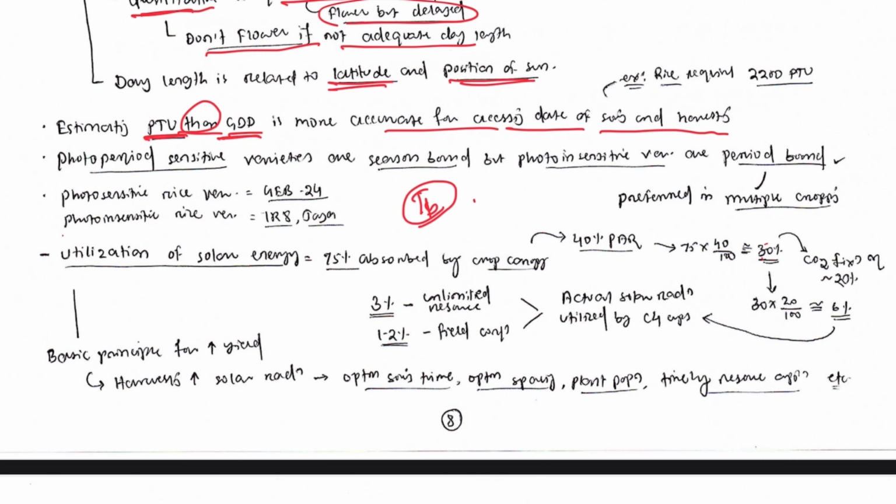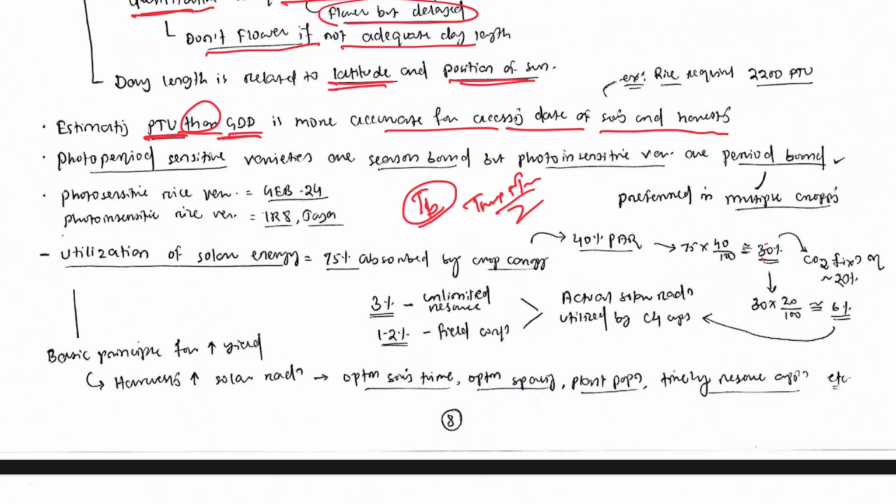Now another one is mean temperature, that is T max plus T min divided by 2. The base temperature will be constant. For tropical plants it is around 10 degrees Celsius, and for temperate crops it is around 5 degrees Celsius. So the base temperature is constant and the mean temperature varies from day to day. Suppose today the mean temperature is greater than the base temperature; if it is reversed, then there will be no growth.